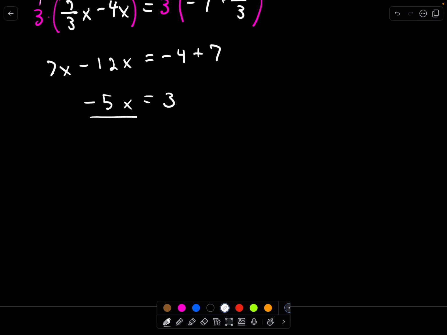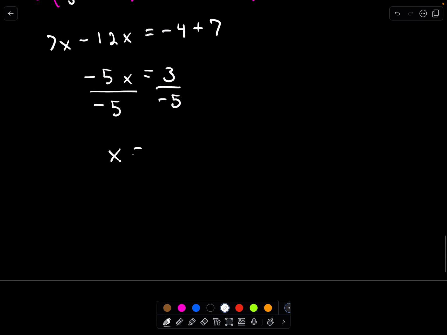Again, we can now divide both sides by that coefficient, which is going to be negative 5. On the left, we're just left with x. Not much simplification on the right. We've got a positive over a negative, so I'm just going to go ahead and write that negative. And then we've got 3 over 5 as our solution.